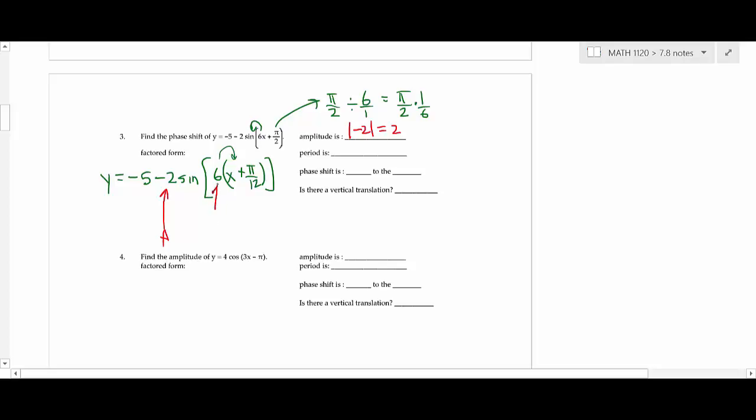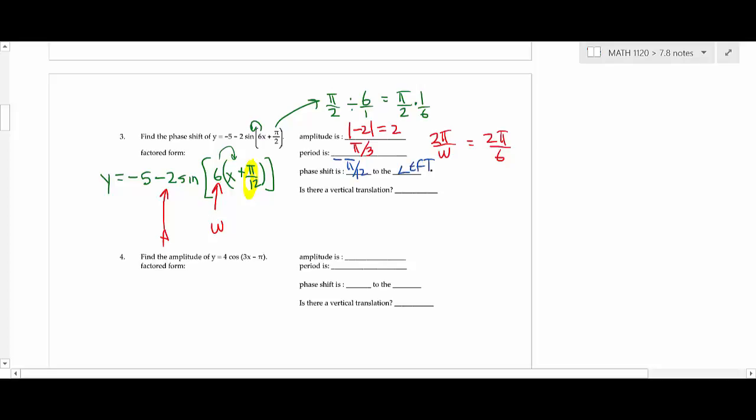Okay, the period. What's the formula? 2 pi over omega. Omega is 6, so what do you get? 2 pi over 6, so that reduces to pi over 3. Okay, real simple. Okay, tell me what the phase shift is now. Pi over 12, which way? To the left. Okay, very good. So we have pi over 12, and it's negative because it's going to the left.